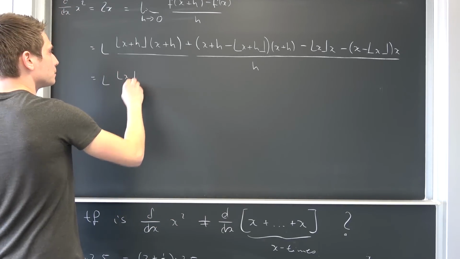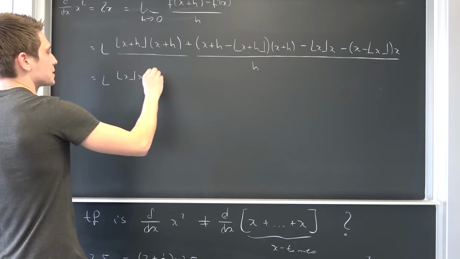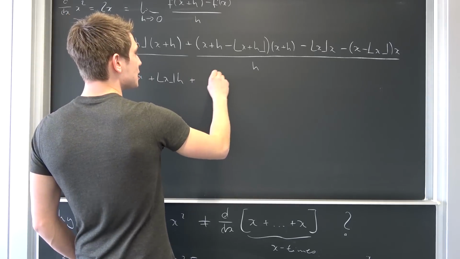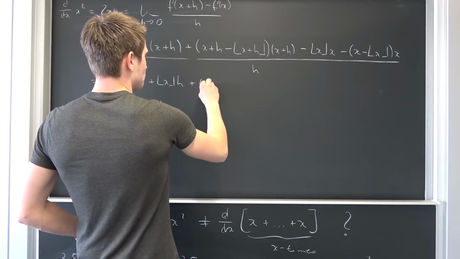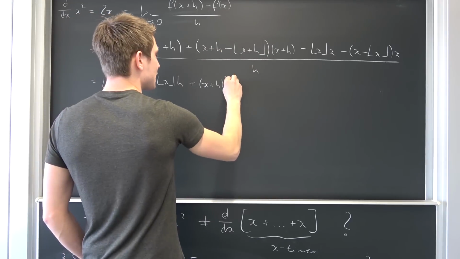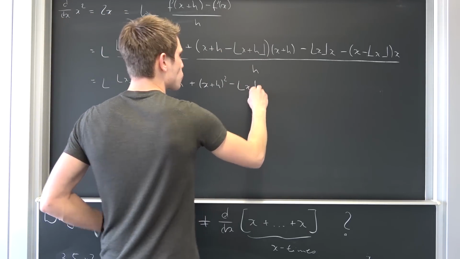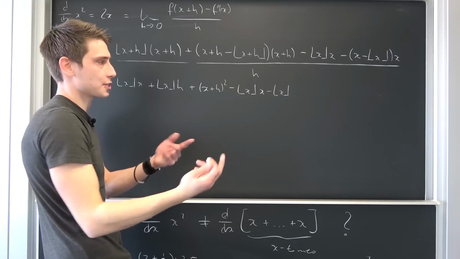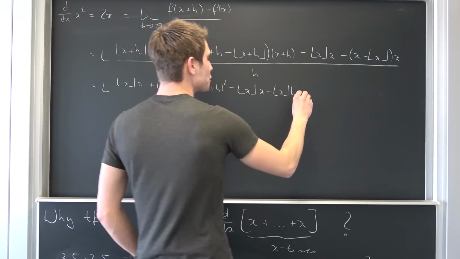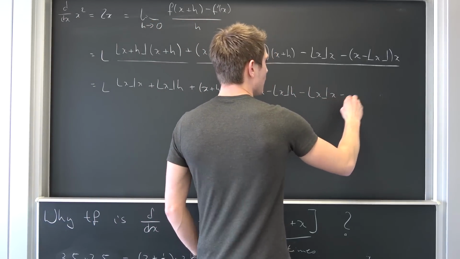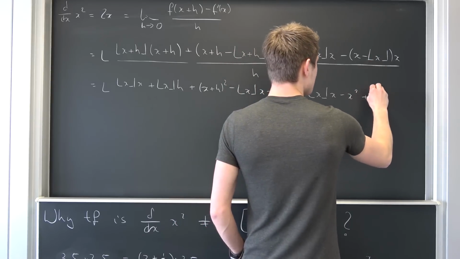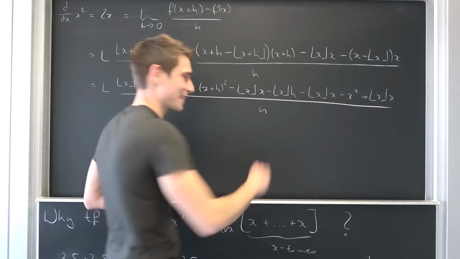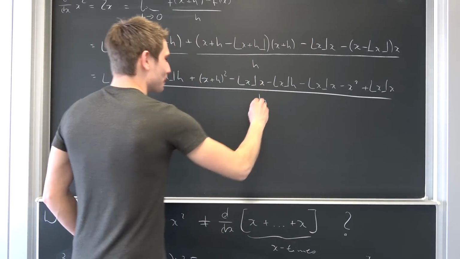So we have the floor of x times, and I'm going to write it out a bit, times x plus the floor of x times h plus, okay, I'm going to put it like this, x plus h squared in this case, minus floor of x times x minus floor of x, like I said, floor of x plus h is going to the floor of x in the limit, times h minus floor of x times x minus x squared plus floor of x times x over h. Okay, over h. That's a lot of stuff to write out.